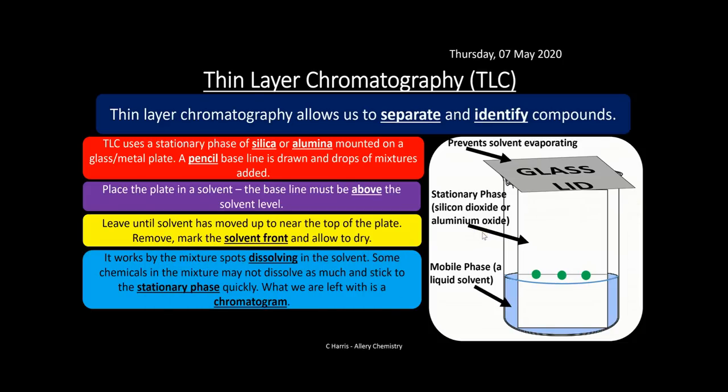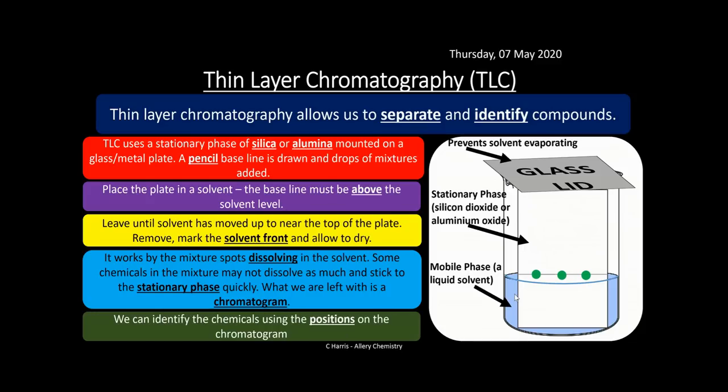So it works by the spots of the mixture dissolving in the solvent. Some of the chemicals in the mixture may not dissolve as much and will actually stick to the stationary phase quite quickly. But what we're left with is the chromatogram. So what we'll see is these ink dots appear at different places, depending on how well they dissolve in the mobile phase. And we can identify what chemicals we've got in here, because these are mixtures, remember, so we don't know what chemicals are in here. But we can identify them using the positions on the chromatogram that we have left.